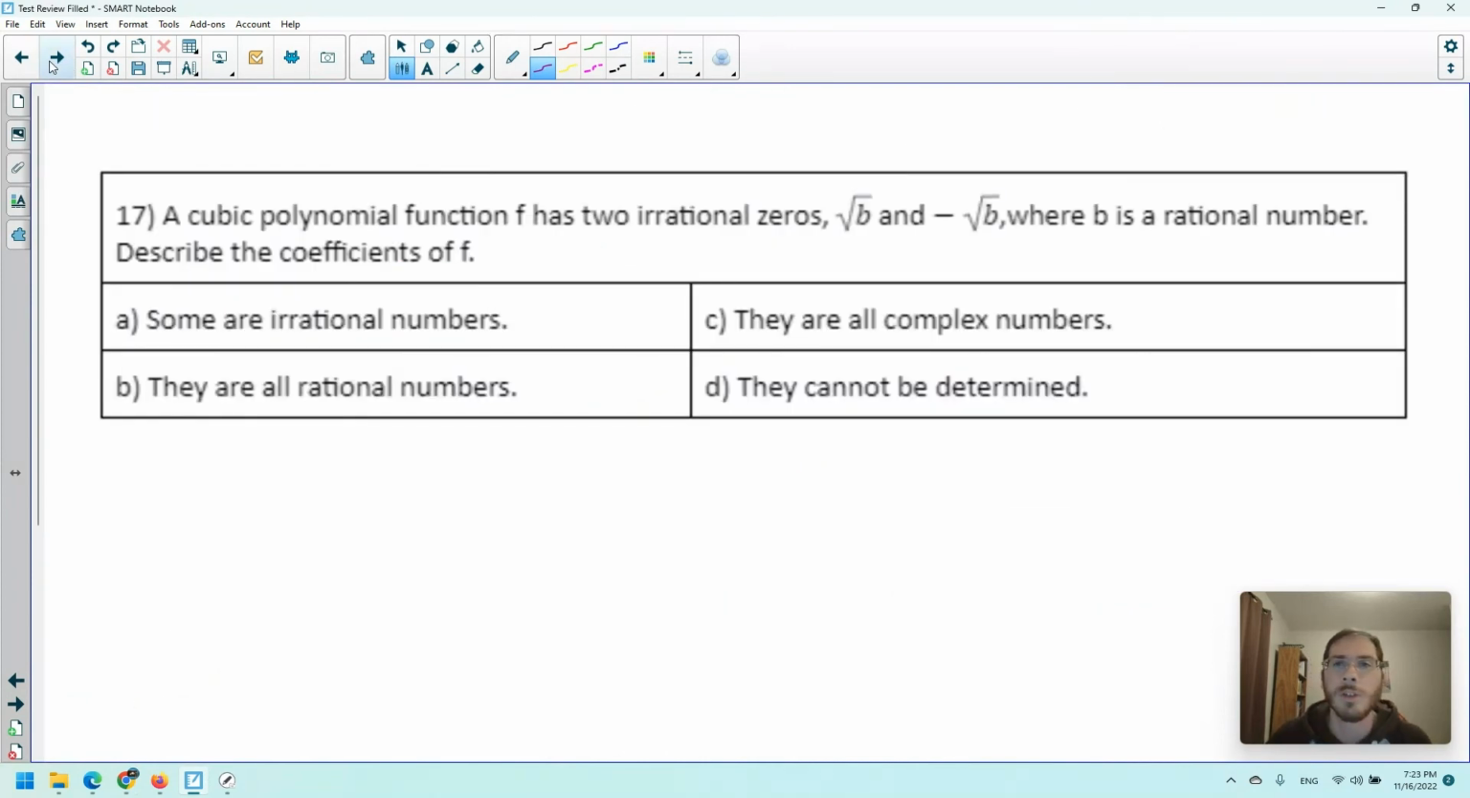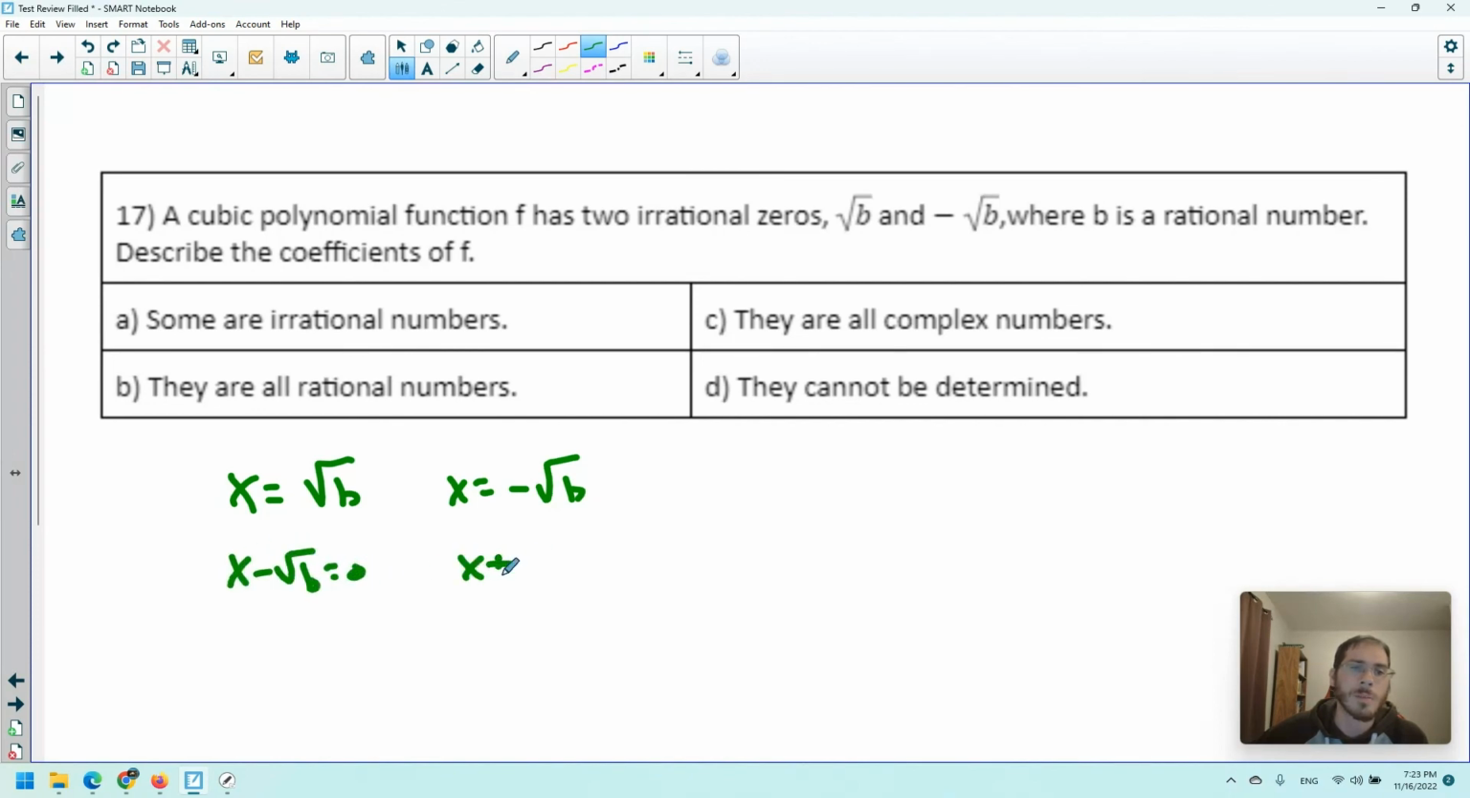17. A cubic polynomial has 2 irrational zeros, square root of b and negative square root of b, where b is a rational number. Describe the coefficients of f. So the idea here is that since these are our 2 irrational zeros, the answers had to be x equals square root of b, x equals negative square root of b. Moving them over, x minus square root of b equals 0, x plus square root of b equals 0.